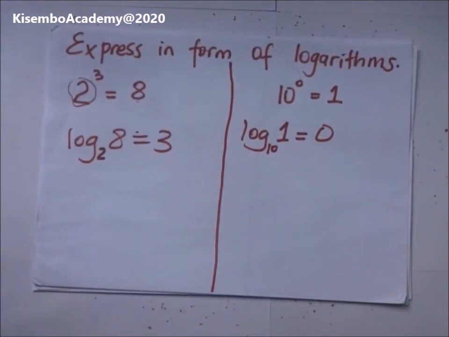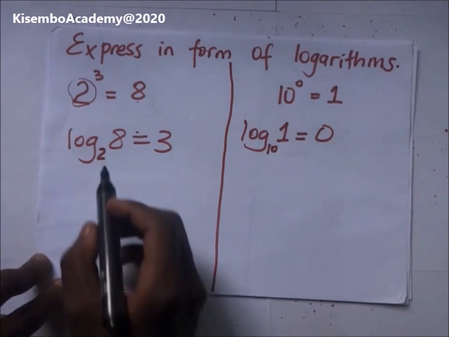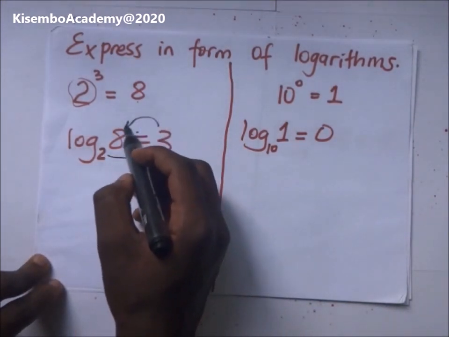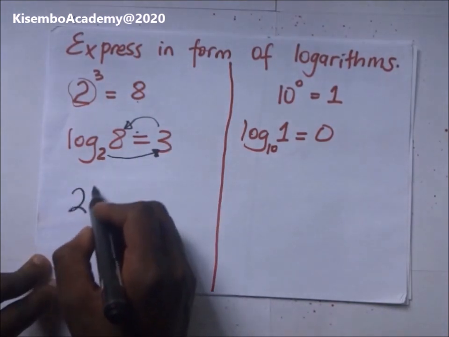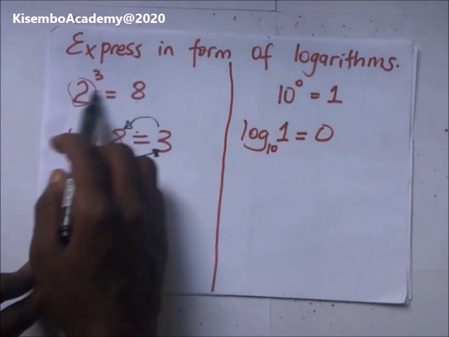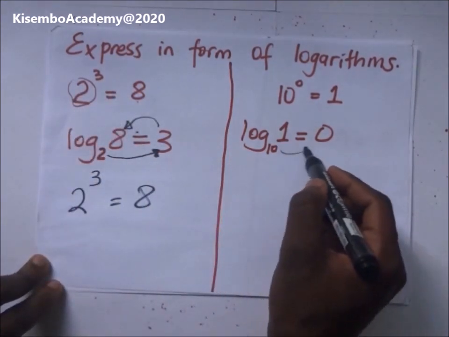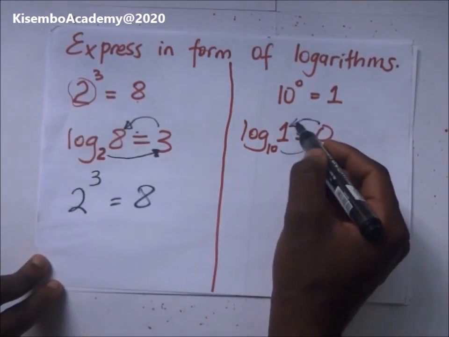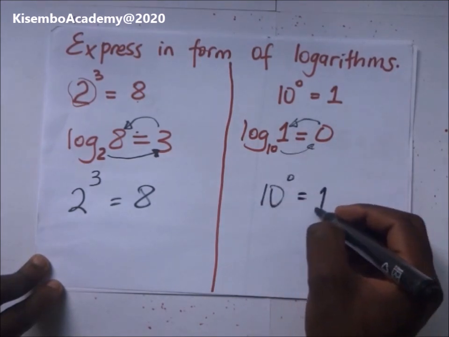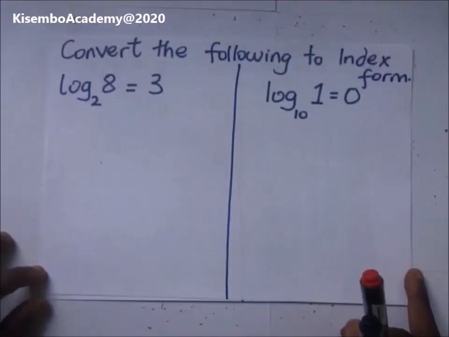Now, if you look at these numbers that we've just done, if you are to try and convert them back to index form, this is the pattern. So the pattern here will be 2 to the power 3 is supposed to give us 8. 2 to the power 3 is equal to 8, and this one takes us back to this. Likewise here, 10 to the power 0 is equal to 1. It takes us back to that.